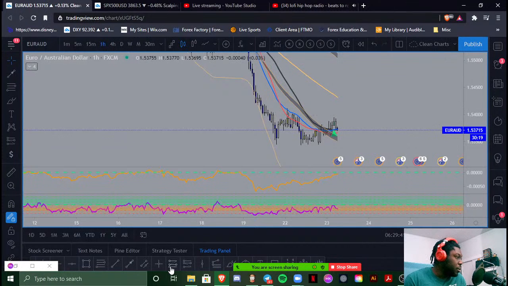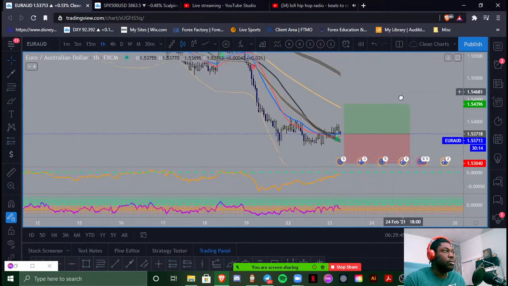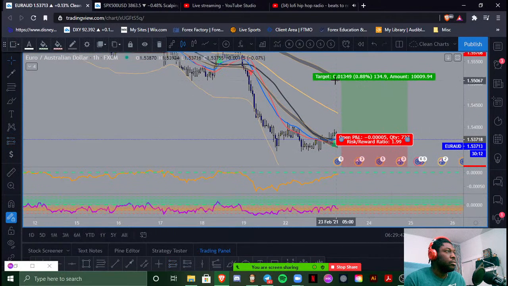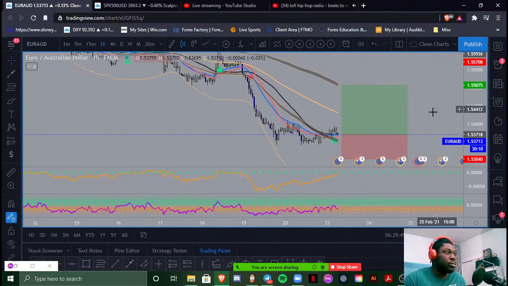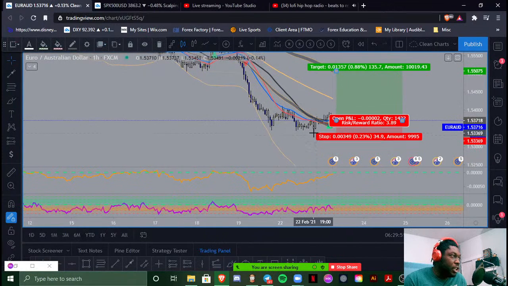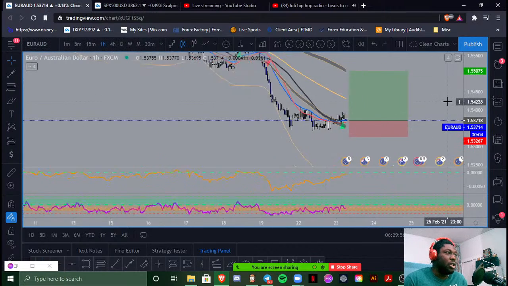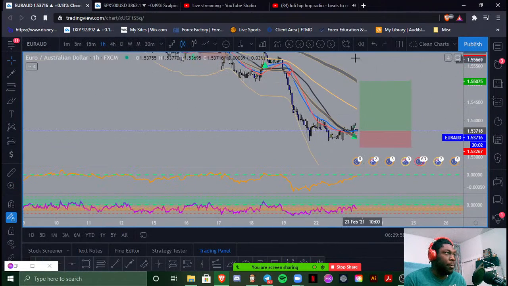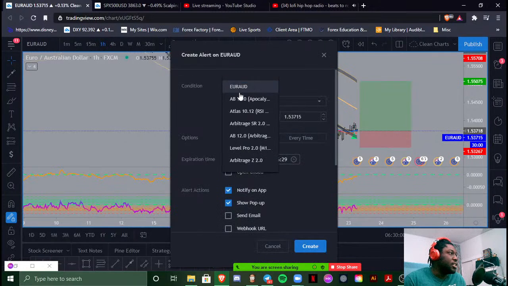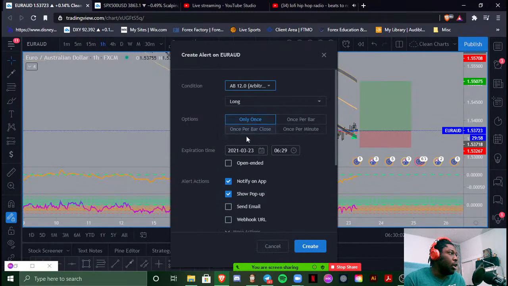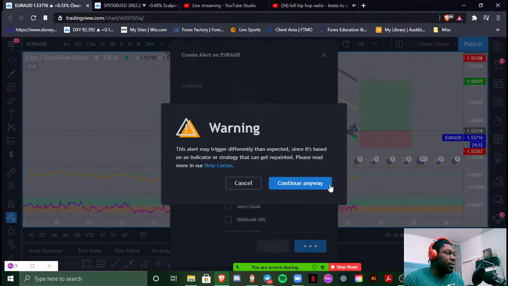So I'm gonna go ahead and get into this buy on Euro AUD. I like where it's at. Take it to the upside. Definitely putting my stop loss. You can put it under those lows, but I can see a stop hunt possibly happening and then a push to the upside. I'm gonna set my alert long exit all, once per bar close, and then create, continue anyway.